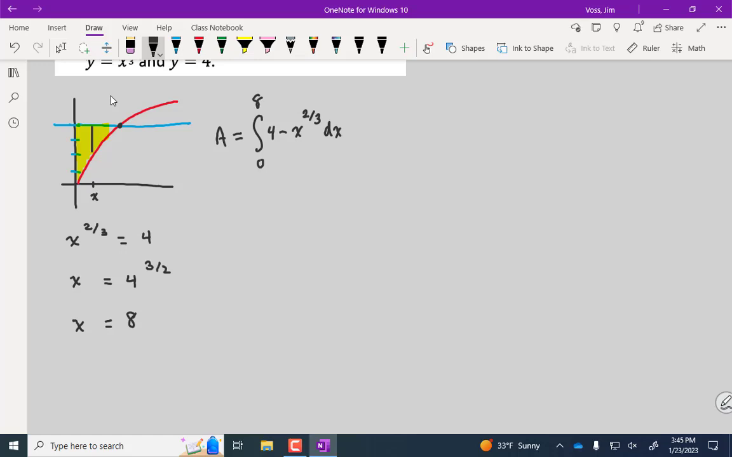The upper curve is the y value of 4, and the lower is the y value of x to the 2/3. An isosceles triangle has two legs that are the same, so the two legs have to be equal. Antiderivatives for both of these.